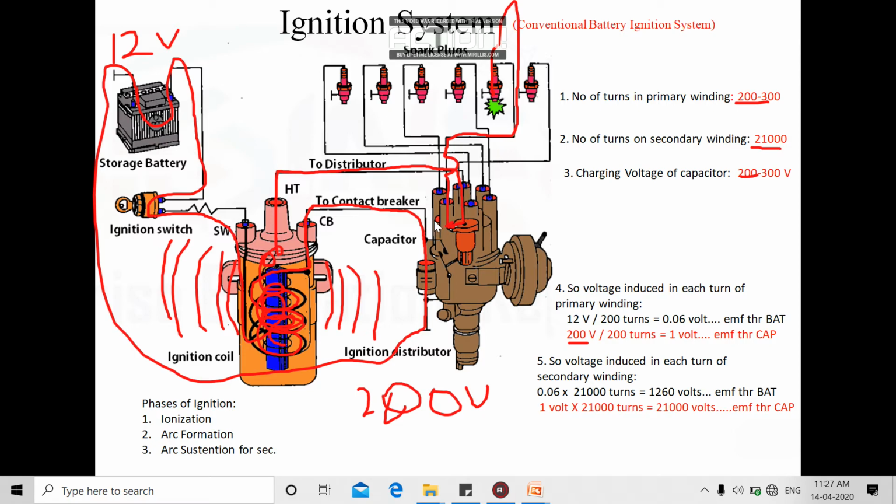So now, until this contact is made again, the capacitor gets discharged into the primary winding. And as soon as the contact is made here again, the needle has shifted further, meaning the contact of this needle and lead gets broken. At the same time the contact of these two is made, and again current starts flowing from the battery to the contact breaker and to ground.